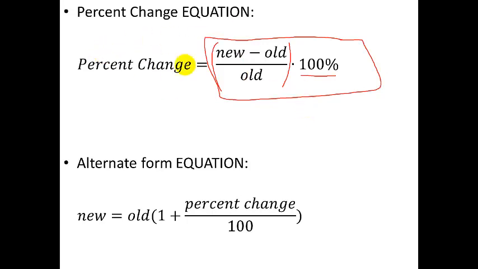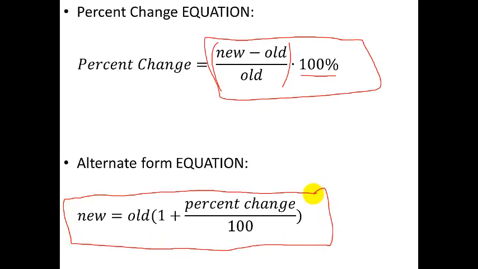Okay, if you rearrange this equation, say you know the old value and you know by what percent it changed and you want to find out its new value, then you can rearrange this equation and you can obtain this equation down here. So it's really just the same concept, just rearranged. So it's not a new equation, it's a different form. That's why I called it here alternate form. It's not a different equation. It's the same equation rearranged.